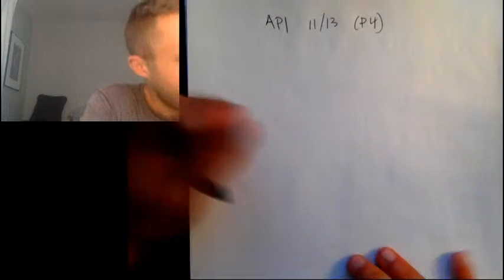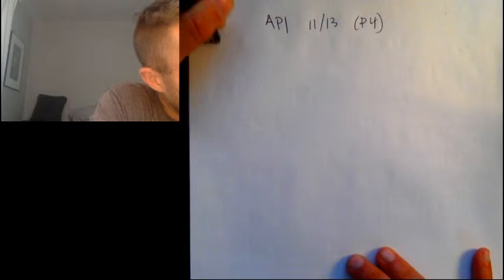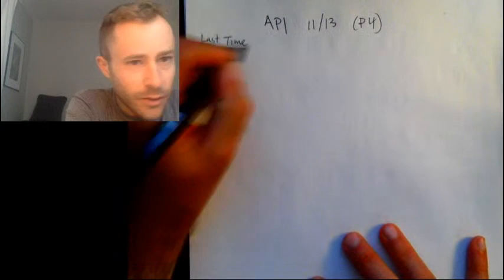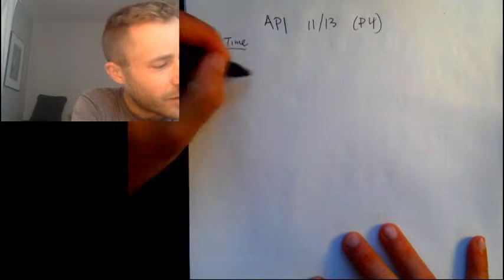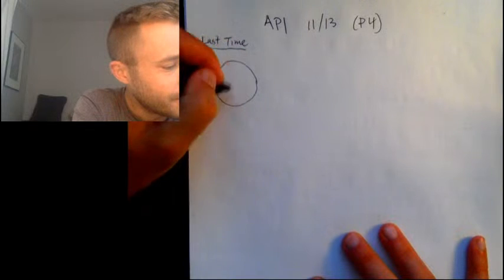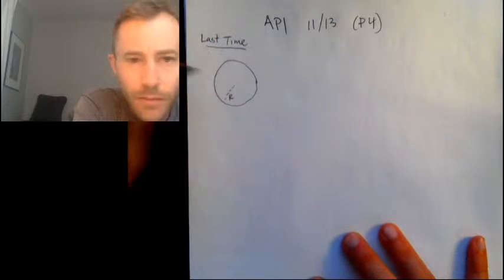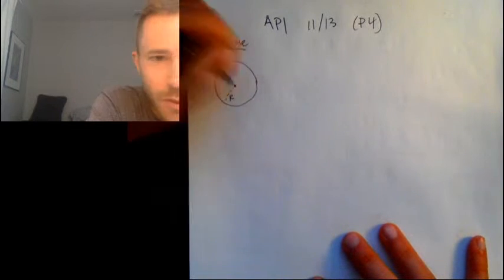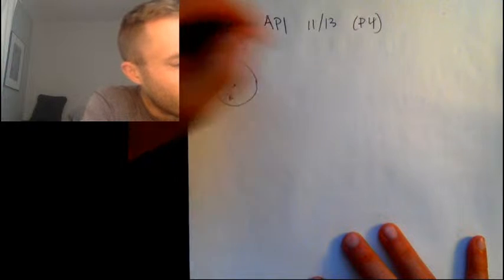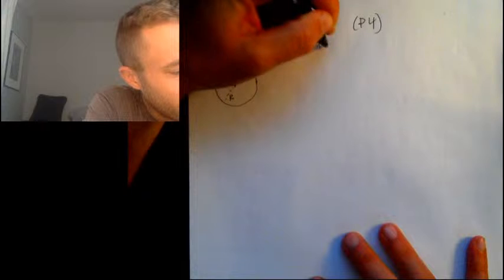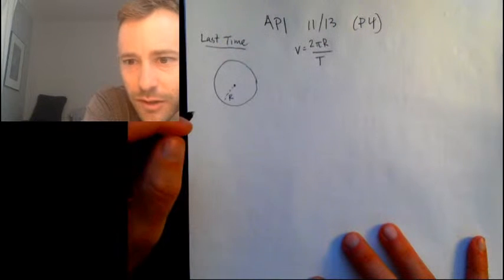Okay, so let me just talk really briefly about last time. Last time we were talking about circular motion, and so you have this thing that's moving in a circle of radius r. Uniform circular motion meaning a constant speed. It's not speeding up or slowing down. We learned an equation for the speed in circular motion, which is 2 pi r divided by capital T, which stands for the period, so the time it takes to go around once.